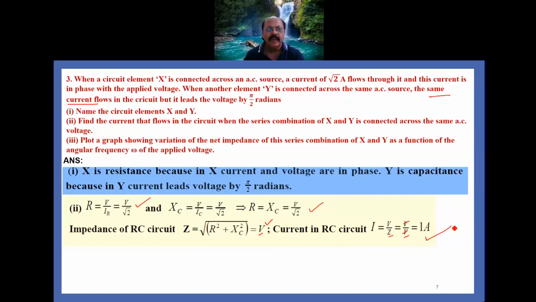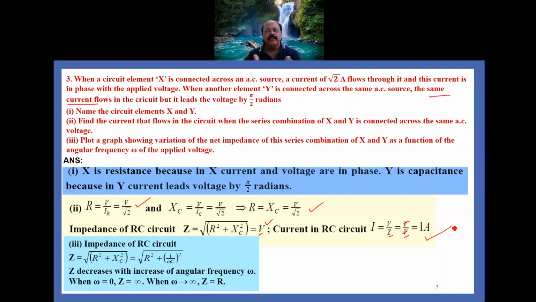AC voltage. Now the third part: plot a graph showing the variation of net impedance of this series combination of X and Y as a function of angular frequency omega of the applied voltage. Means you have to plot the graph between the net impedance, that is Z, and omega, for this series combination. So the same concept you have to apply: the impedance of the RC circuit Z is equal to under root R square plus X square.